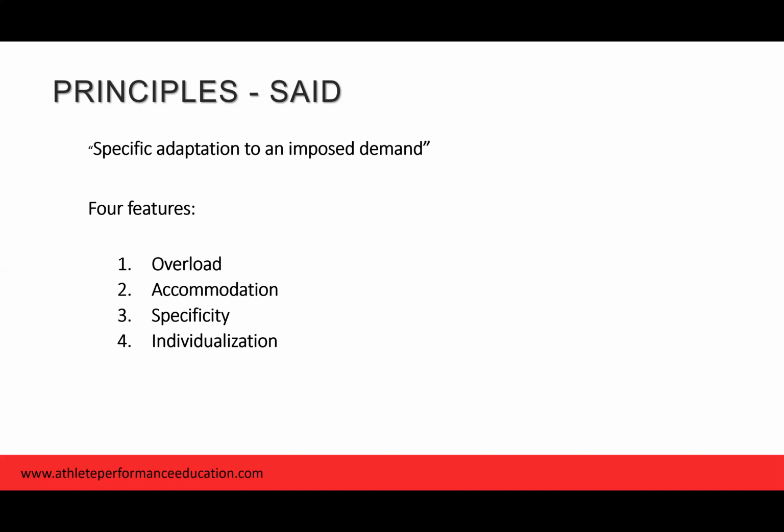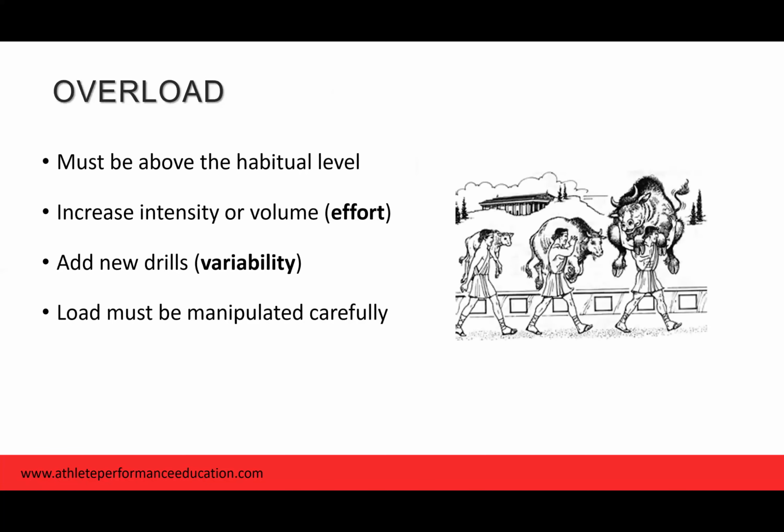When we're looking at overload, it must be something that is above the habitual level. So it has to be above something that the athlete is already able to perform or achieve. We're trying to create a stimulus that is greater than what they already have. This involves an increase in intensity or volume. Essentially, we're trying to get a greater effort of output.